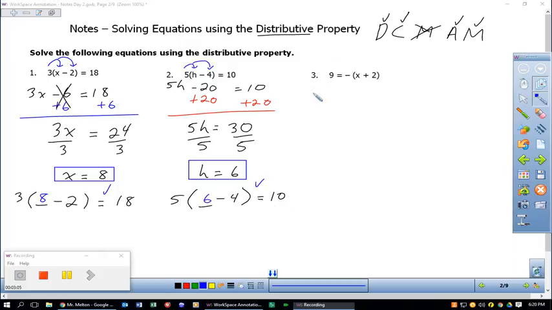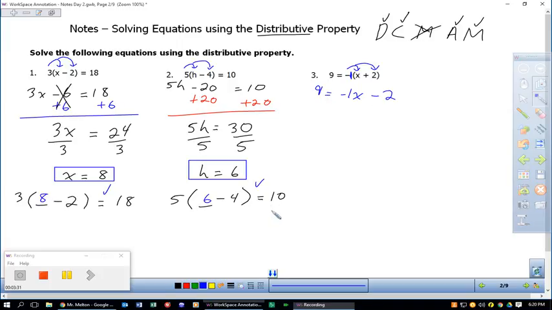Okay, number 3. We need to be a little careful about this one, because we have 9 equals negative, parentheses, x plus 2. This negative sign out here, okay, we make sure when we distribute this, we do it properly. Now I'm going to write that understood 1 right there. So negative 1 times x is negative 1x. Negative 1 times a positive 2 is minus 2.